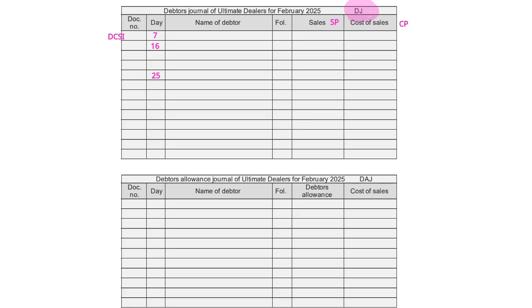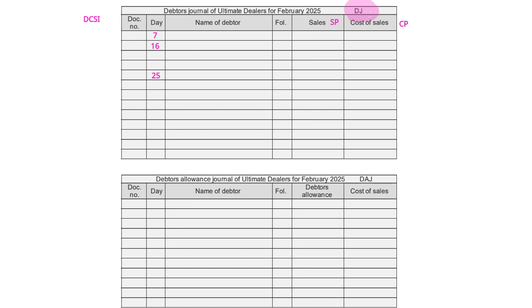Let's record our debtors journal on page 69. This is all the entries I used pink for. So all the pink transactions, the dates are the 7th, the 16th, and the 25th. Remember, debtors journal is when our debtors buy stock on credit. We open a debtors journal, and our source document is a duplicate credit sales invoice.